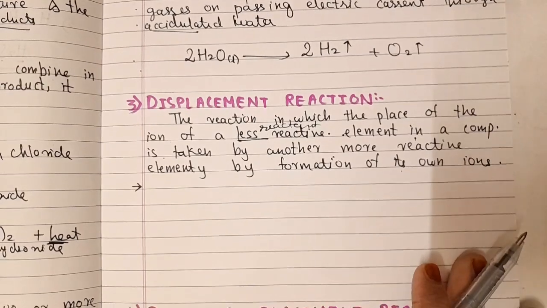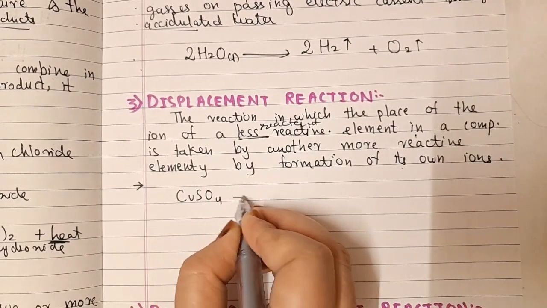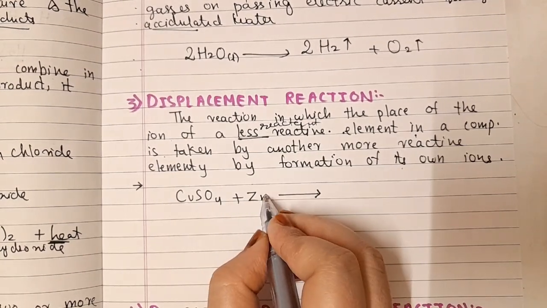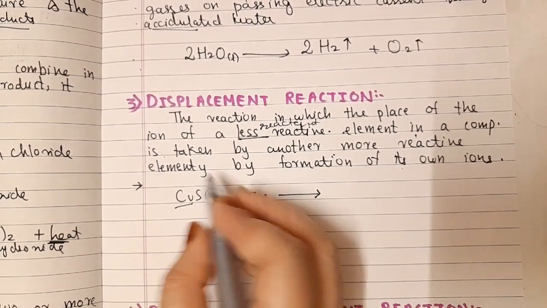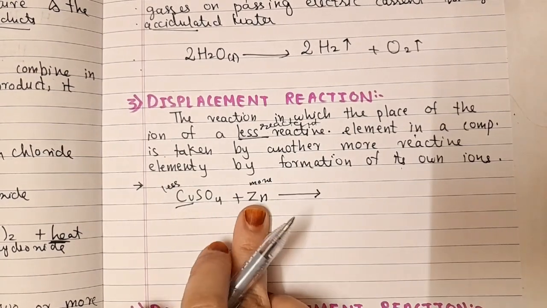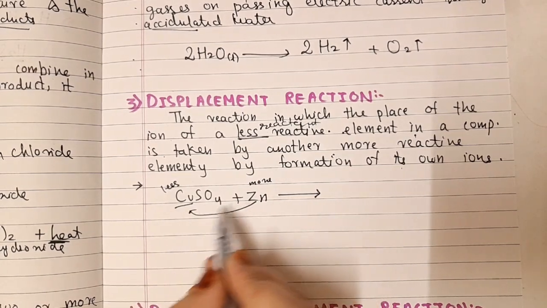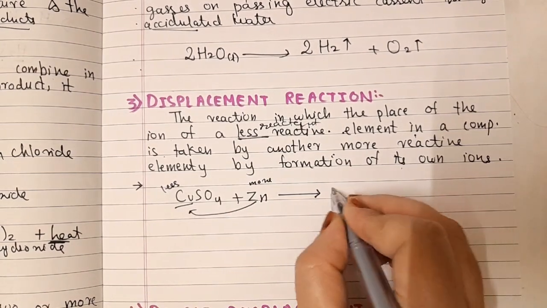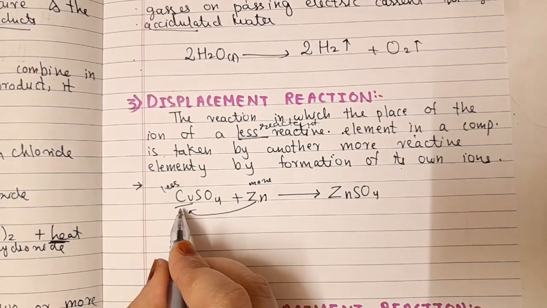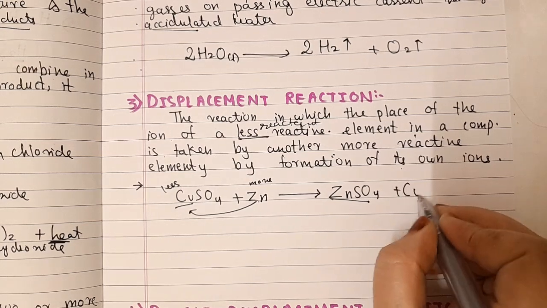So here let's take an example of copper sulfate, okay. Copper sulfate will react with zinc. Zinc is more reactive than copper, that means here copper is less reactive and zinc is more reactive. So zinc will take the place of the copper, that means the highly reactive element will take the place of the less reactive element and it will form zinc sulfate plus copper, okay.